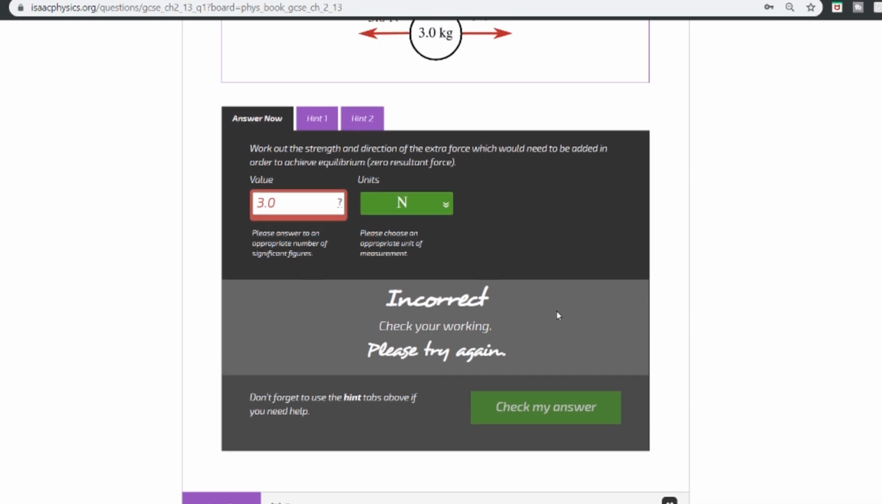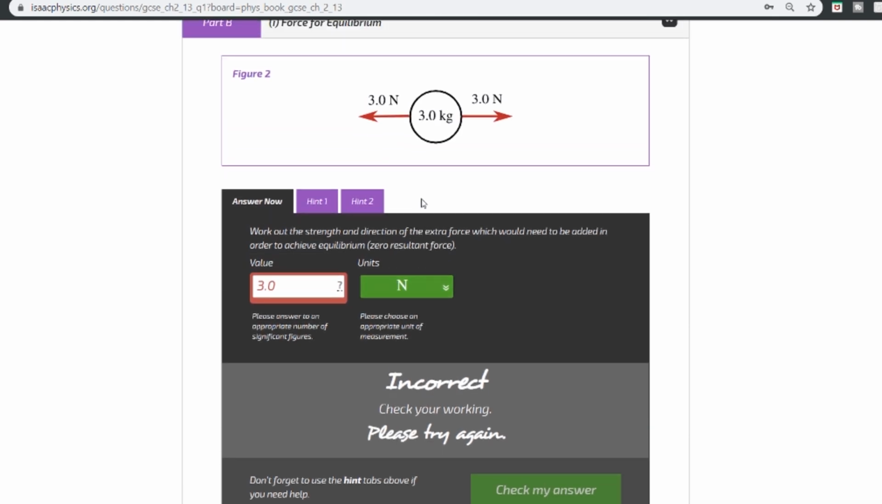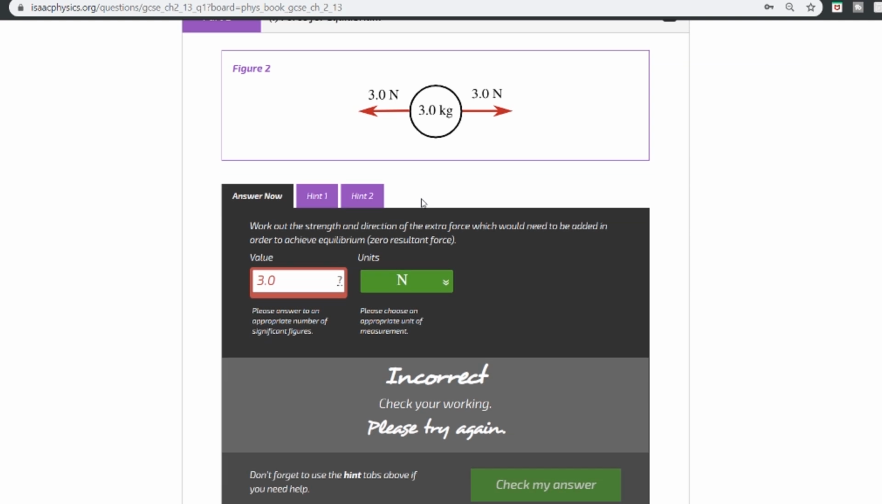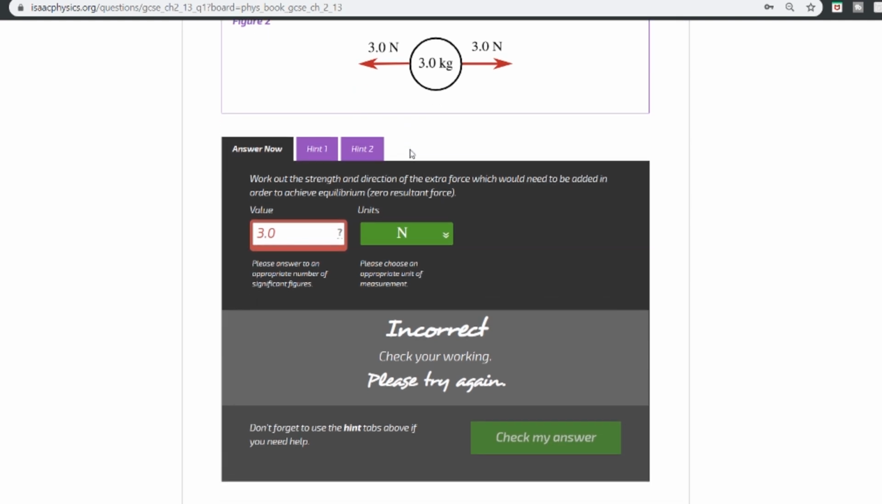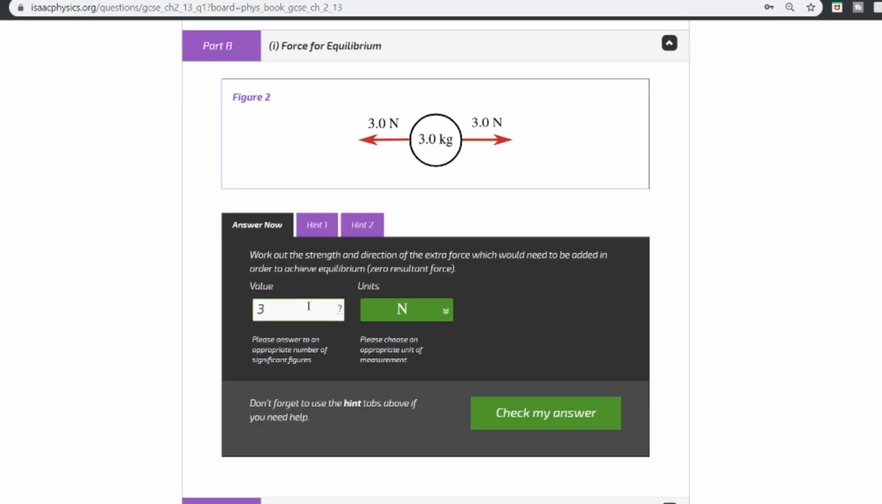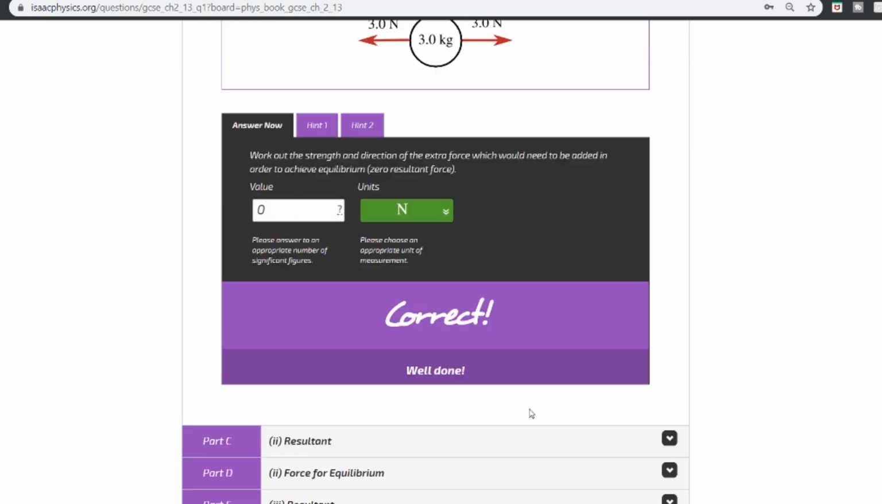Okay, this is what I've done. So part A was basically working out the size of the resultant force. Part B, which is what I'm answering at the moment, is looking at the force that would be needed to achieve equilibrium. So if it's already in equilibrium, there's no force needed to get it into equilibrium.